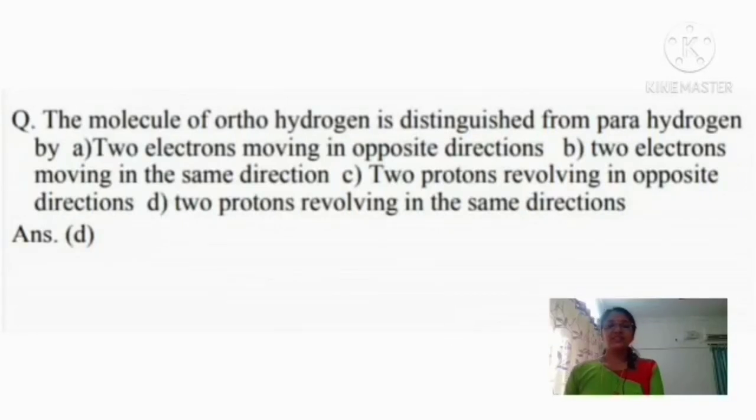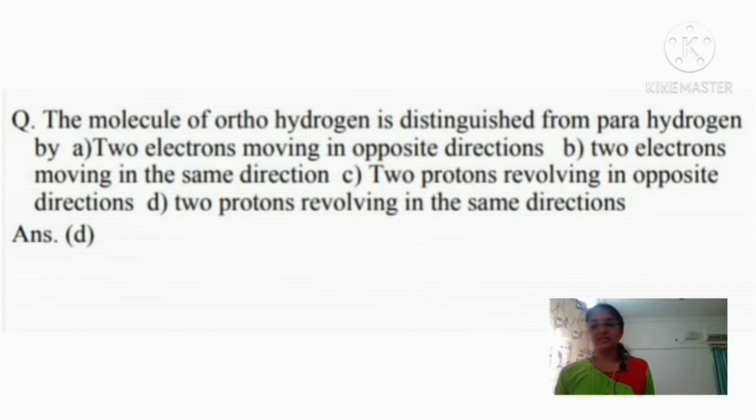Coming to the next question: the molecule of orthohydrogen is distinguished from para-hydrogen by option A, two electrons moving in the opposite direction; B, two electrons moving in the same direction; C, two protons revolving in the opposite direction; and D, two protons revolving in the same direction. In the case of ortho and para hydrogen, if the proton spin is in the same direction it is ortho, and if the proton spin is in the opposite direction it is para hydrogen. Here they are asking about ortho hydrogen, so if the two protons revolve in the same direction, it is ortho.